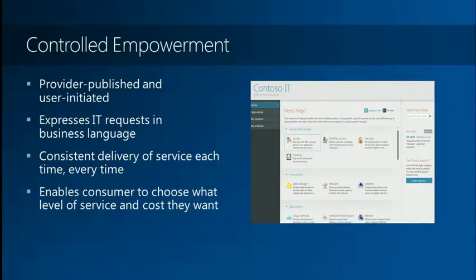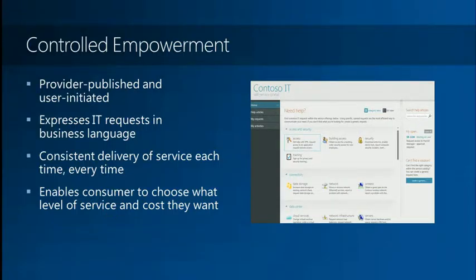Controlled empowerment is about provider-published, user-initiated. IT makes requests available to its users, gives the boundaries within which they can work, and lets them make the choice. It allows us to really express IT needs in business language. So we can make our requests, simplify the language, get the information we need from our customers, and then go build what we need to build. It allows for consistent delivery of each service each time and every time. This is really key. Customers get a consistent experience from IT.